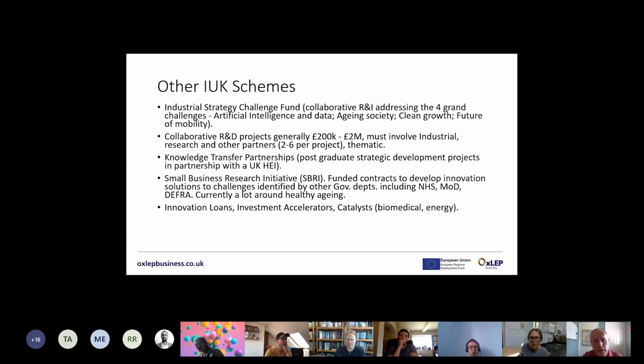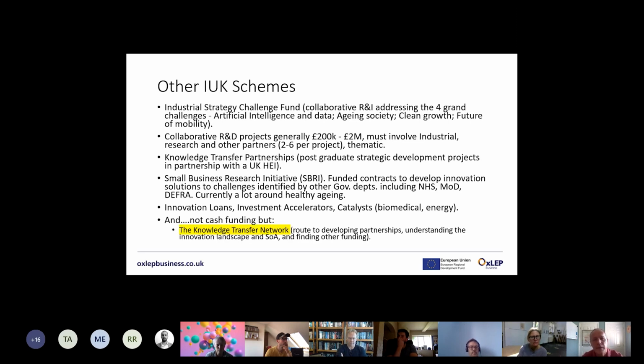Innovate UK also make loans. They have accelerators and catalysts, so it's quite a complex network, but investing some time and effort in there is a way that you can begin to locate funds. So the Knowledge Transfer Network is a way in, finding partners, understanding the landscape, and beginning to identify those fundings. Now I'm going to talk about two more schemes quickly, just an example of non-Innovate UK, although Innovate UK is quite often involved.